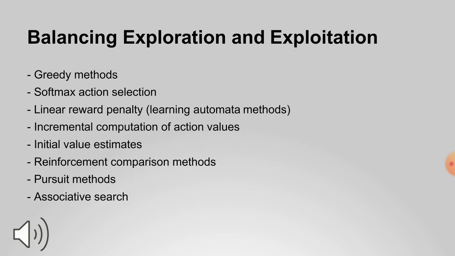Balancing exploration and exploitation. We know that if we go to either extreme, we won't be able to find the most appropriate or desirable action. For that, we use different methods to get the most desirable actions. These methods are the greedy method, softmax action selection, linear reward-penalty, which is a linear automata method, incremental computation of action value, initial value estimate, reinforcement comparison method, pursuit method, and associative search.